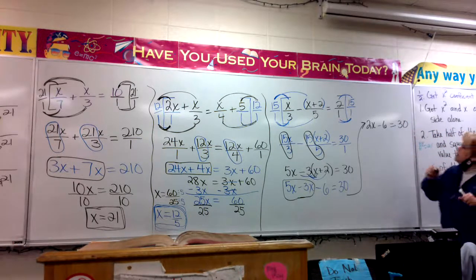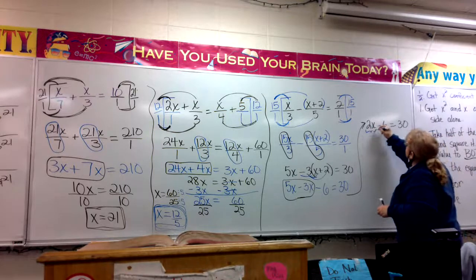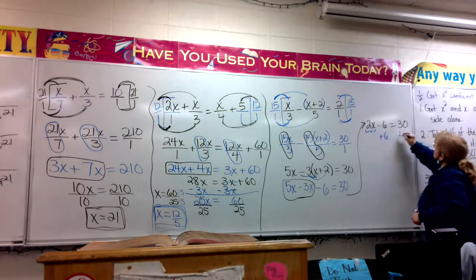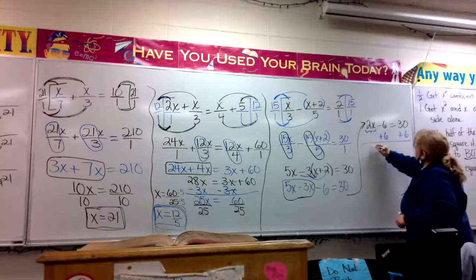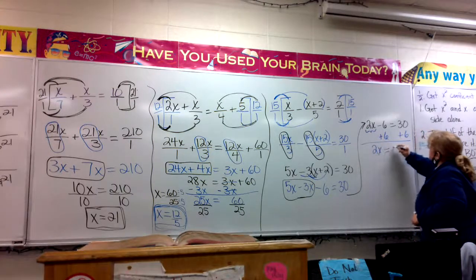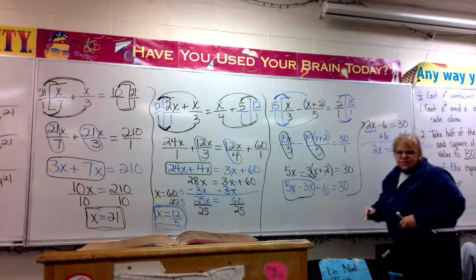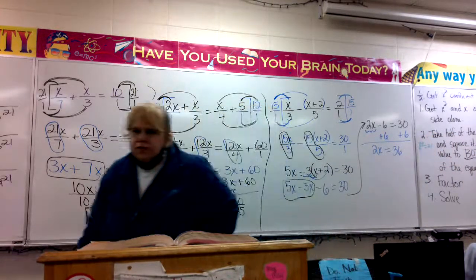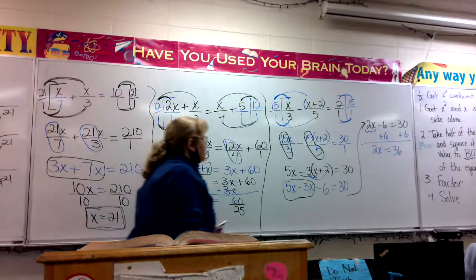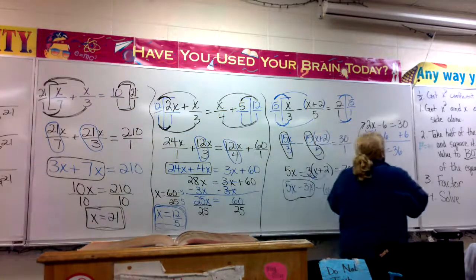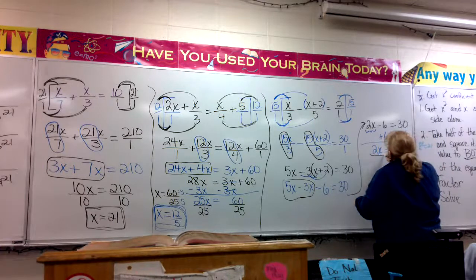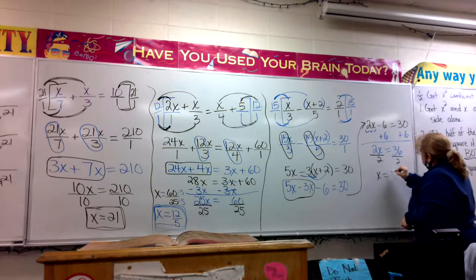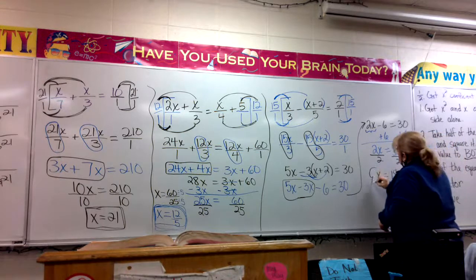And then what? Well, we've got all the x's together right here. We need to get rid of what's with it. Add 6, and I get 2x equals 36. 2x equals 36. What's my last step? Right, yes, divide by 2, divide by 2. And so I get x is 18.